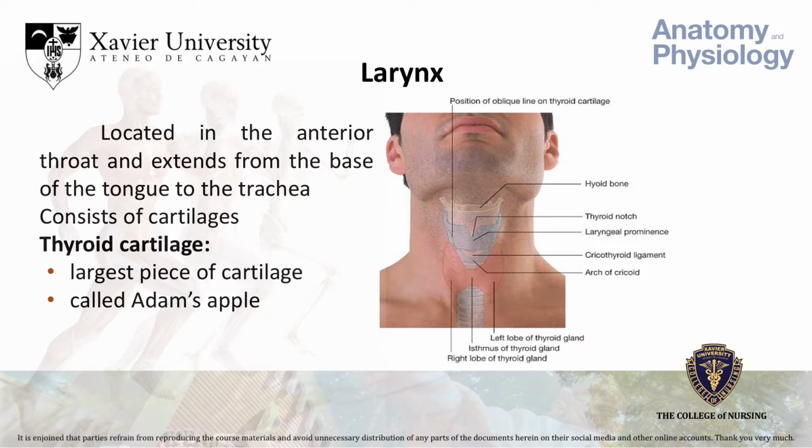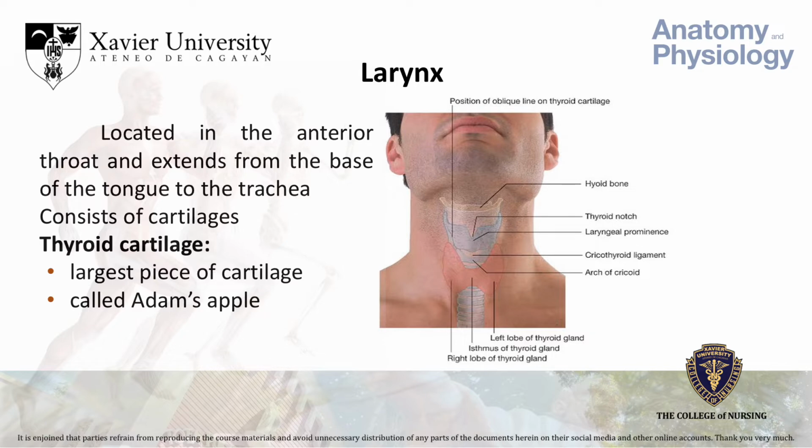It has three main functions. First, it maintains an open airway. Second, it protects the airway during swallowing. And third, it produces the voice. The larynx consists of 9 cartilage structures, 3 single and 3 paired. The cartilages are connected to one another by muscles and ligaments.